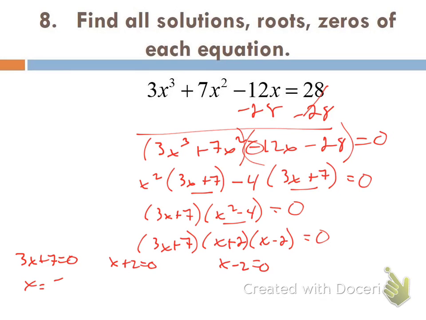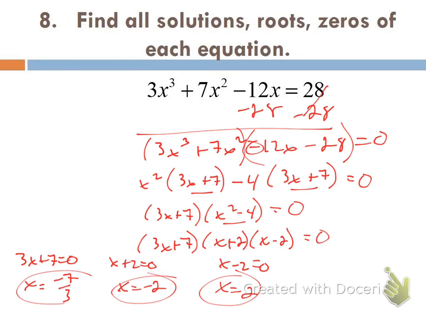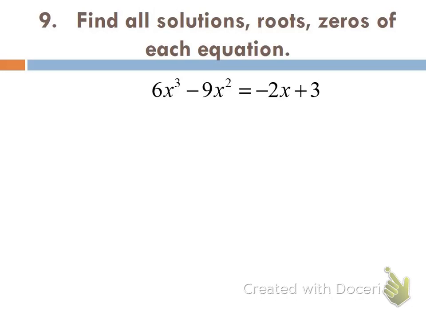So we get negative 7/3, negative 2, and positive 2. Those are all three of our factors. Or sorry, all three of our solutions. Okay? Not so bad. No quadratic formula needed here. Okay? Another one here.